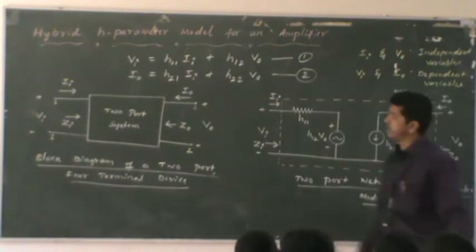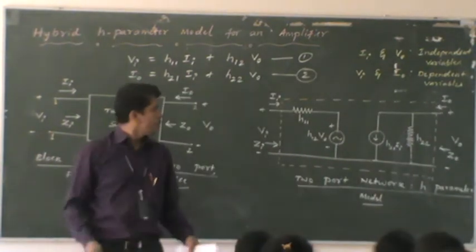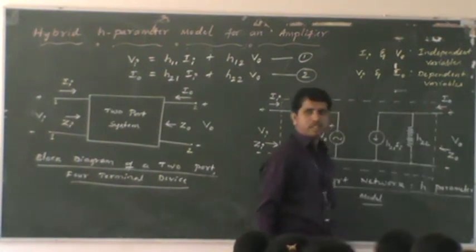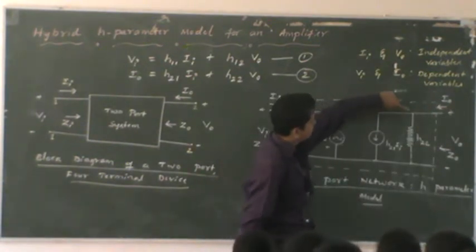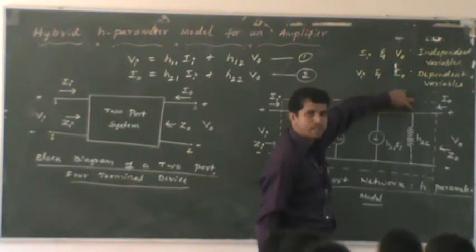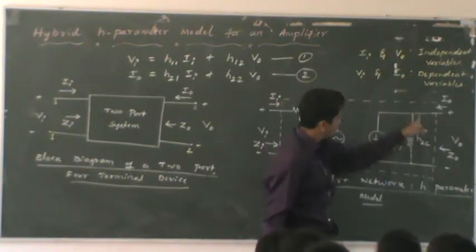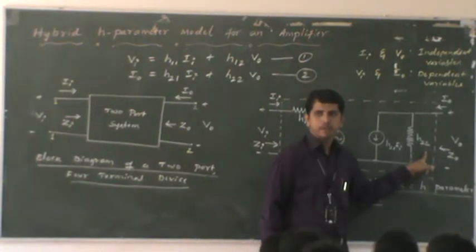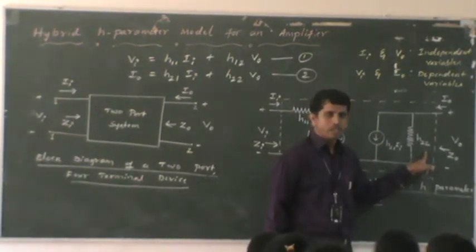Is it same? You can see that the current which is I0, look at where the current I0 is coming, this current is entering. Look at the other currents which are leaving. If you consider this point as a node, you can see that this current is leaving, or this current also is leaving. H22 is not a current, it's an admittance. It's not a current.